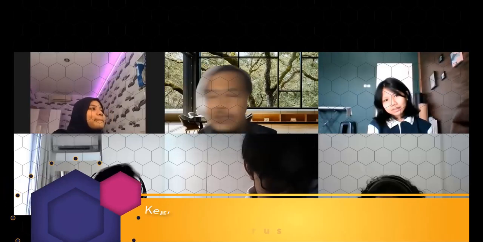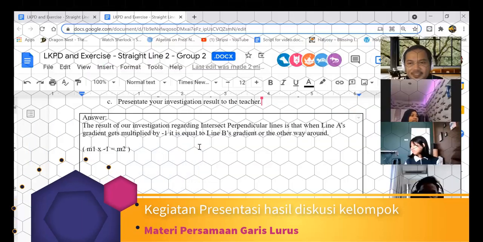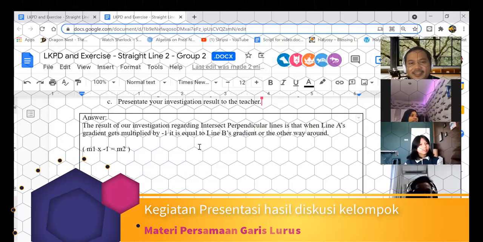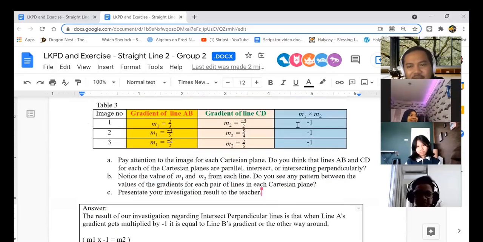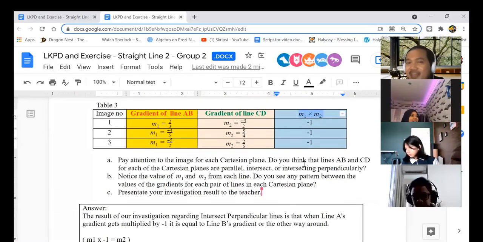Presenter, please present it. The result of our investigation regarding intersecting perpendicular lines is that when line A's gradient gets multiplied by -1, it is equal to line B's gradient, or the other way around. Are you sure? What did you multiply in here? It's not multiplying the gradient with -1. That's wrong, guys.